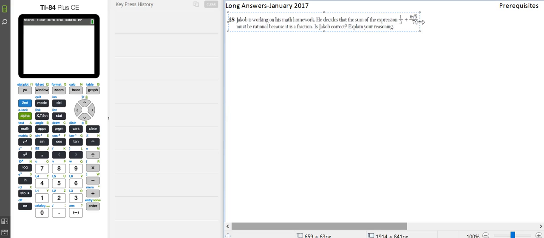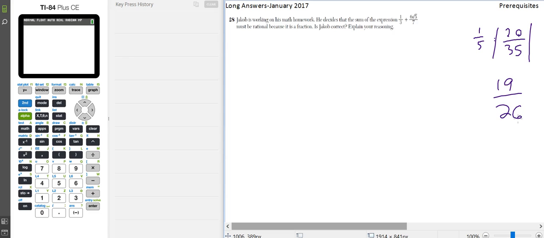Well, definitely his reasoning is incorrect, because when you have a rational number and you write it as a fraction, this only applies when it's actually a fraction with no square root in it. So let's say 1 over 5 is a fraction, 20 over 35 is a fraction, 19 over 26 is a fraction. All of these are fractions.